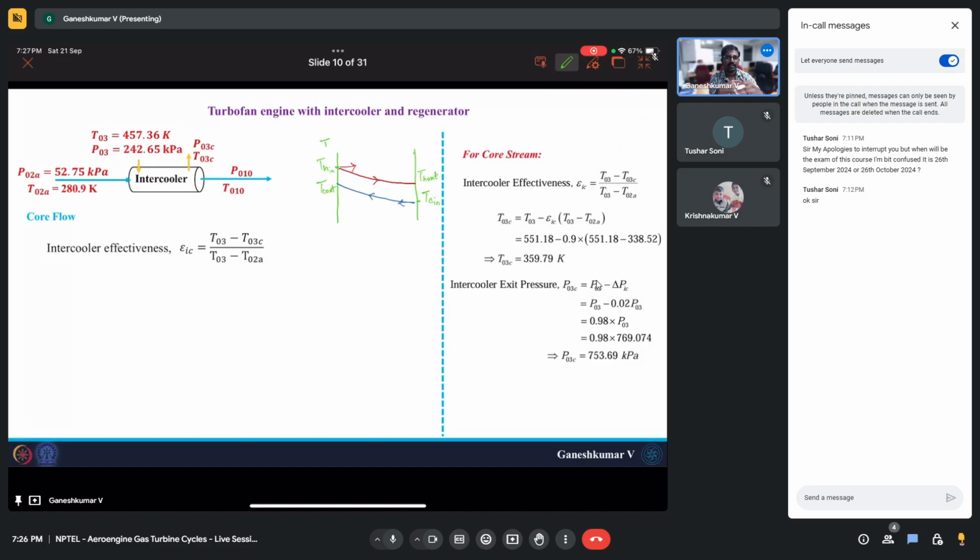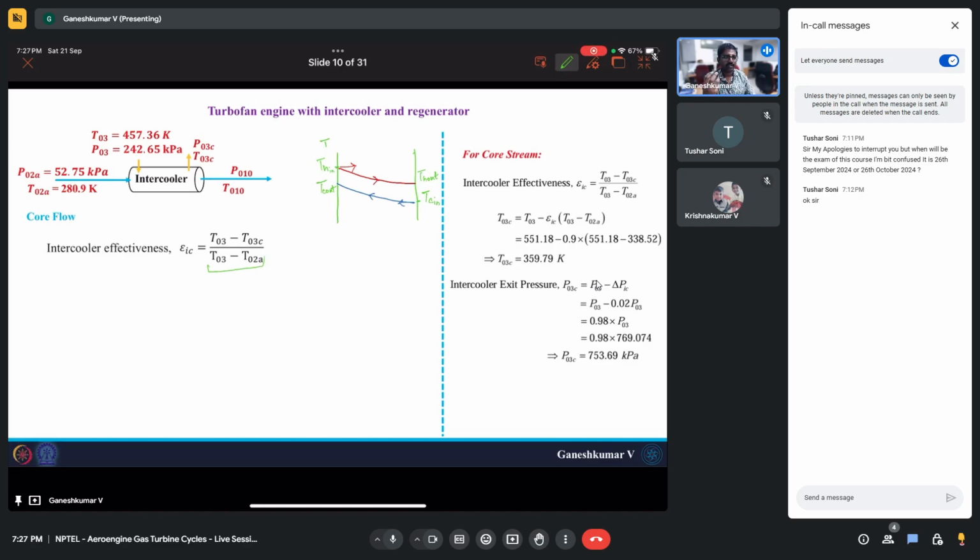If it becomes equilibrium, it can go till the lowest temperature present in the device. Here that lowest temperature is TC in, right? So the maximum heat transfer can happen when the highest temperature, which is again TH in, reduces to TC in. That is what you see here. Here TH in will be T03, which is the low pressure compressor exit, and TC in is T02A, which is the fan exit within the bypass stream. So that is what you see in the denominator.